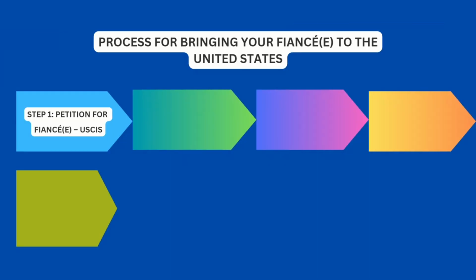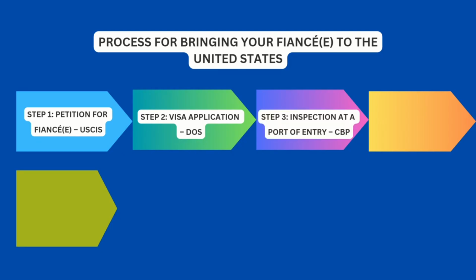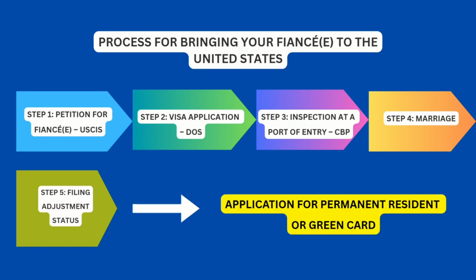I understand it's been a long process bringing your fiancé to the United States, from the time we sent our application to attending our visa application at the U.S. Consular abroad, and up to the time that we get inspected at the port of entry, and then you guys get married, and now you will be in the process of filing your adjustment of status while in the United States to be able to apply for your green card.